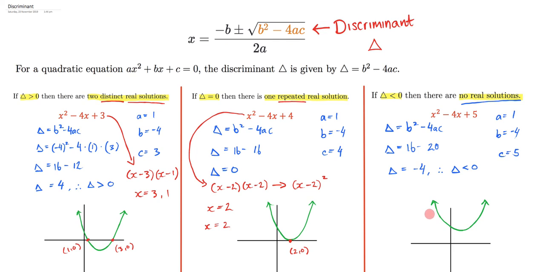So hopefully this video has been useful to you. When the discriminant is less than 0, there are no real solutions. When it is equal to 0, there is one repeated real solution. And when it is greater than 0, there are two distinct real solutions. And my discriminant is located underneath the square root in my quadratic formula. Hopefully this video was helpful to you.